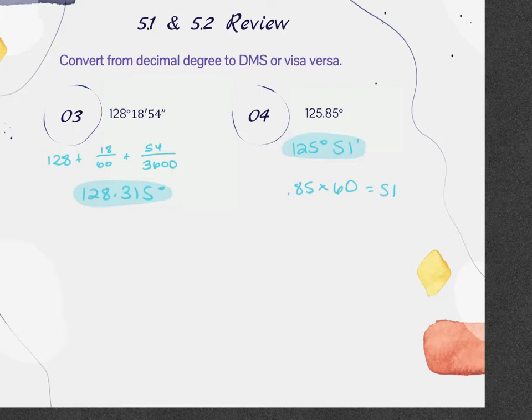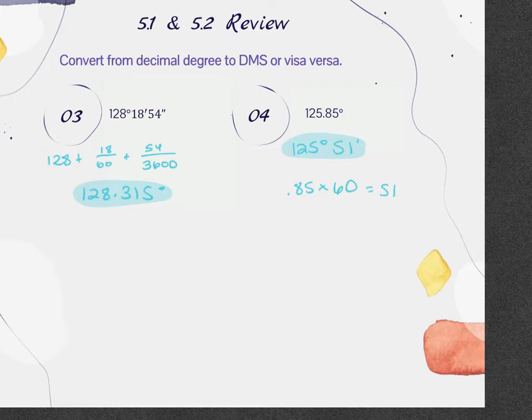So the 128 is obviously what keeps as the whole number, and then you're going to take 18 divided by 60, and you get a decimal from that. And then the 54 over the 3600, and you want to divide that, and then you want to add them all together. And it should be 128.315 degrees. So you don't do like 0 seconds? No. On the answer, you mean for the second one? Yeah. No, you don't need it. Okay. So I don't know if I'd mark it wrong, but you don't need it.